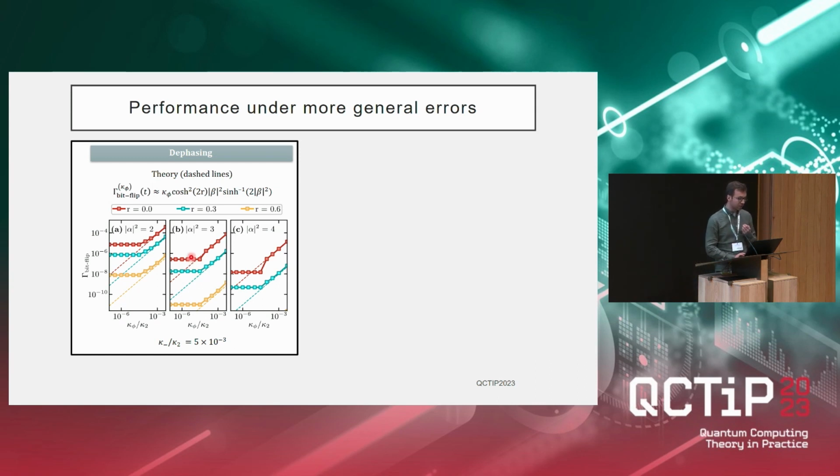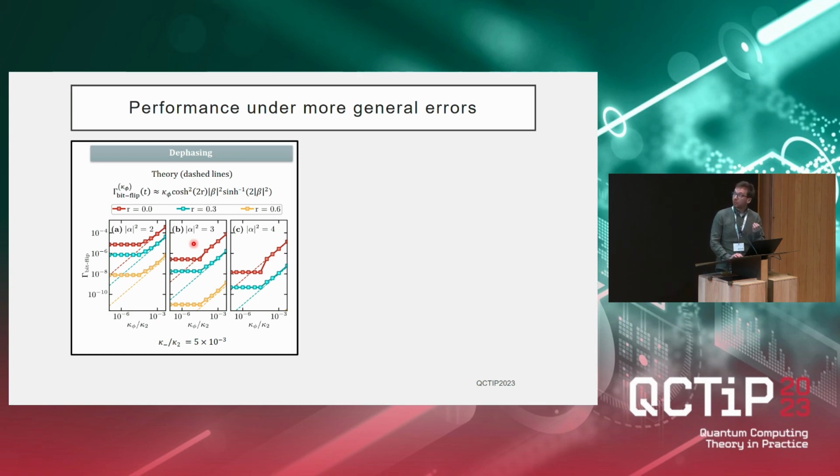By squeezing by just 5 dB, or a parameter of r equals 0.6, which is very easy to do in experiment, we gain about 6 orders of magnitude in the bit flip error rate. So instead of running your algorithm with 1 million gates, you now have 1 million times 1 million gates before a logical error would occur on your cat qubit, at least a logical bit flip error.